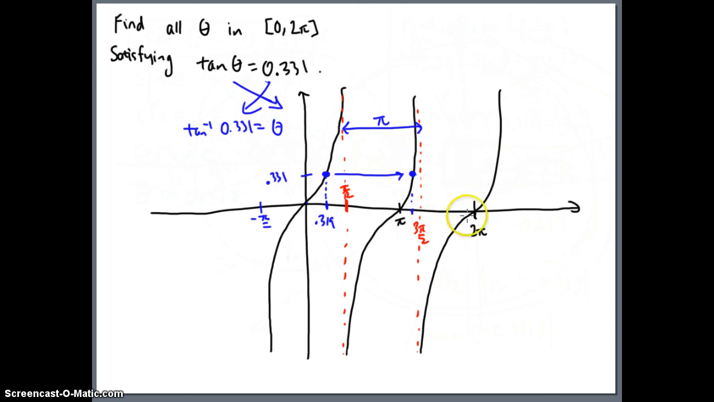And in fact, if we cared, we don't need anything beyond 2 pi, but if you wanted to, for tangent, you can just add another multiple of pi, and you'll get that angle right there. So this angle will actually end up being tangent inverse of 0.331 plus pi plus pi.